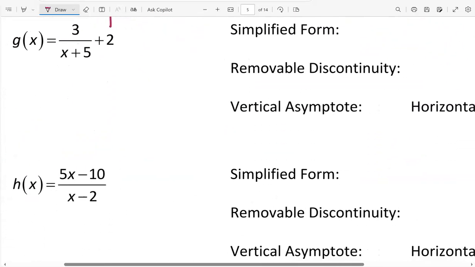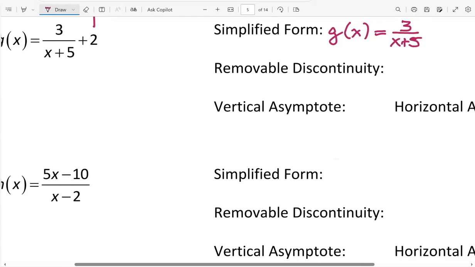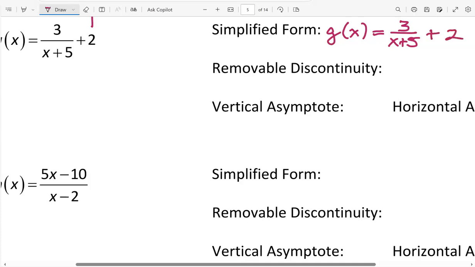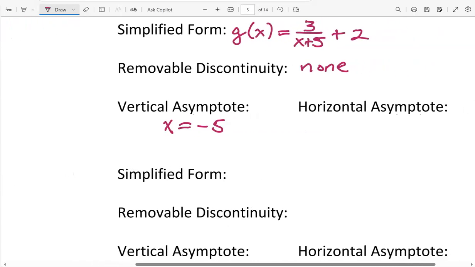In number 2, this is a transformation of the parent function y equals 1 over x, and there are no common factors to reduce the fraction. So we're going to leave the function as is, which means that there are no removable discontinuities. The denominator of the simplified form is equal to 0 when x is negative 5, so the vertical asymptote is x equals negative 5, and our translation up 2 tells us the horizontal asymptote must be at y equals 2.